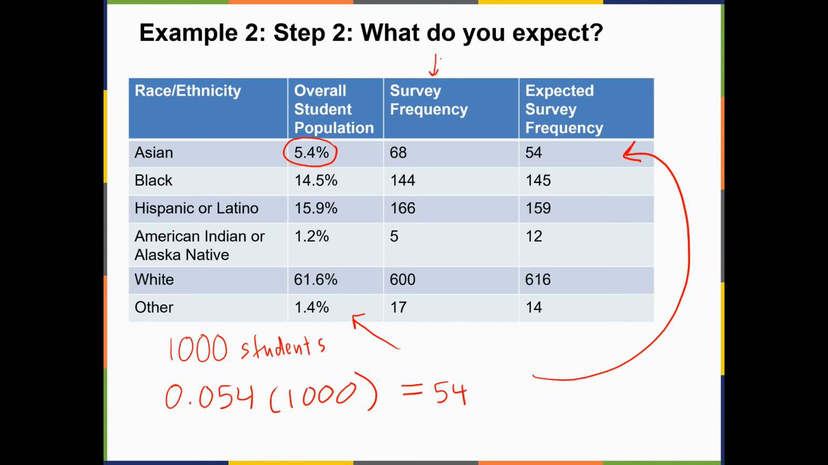So again, this middle column is from our sample data. This is what we actually observed. This column is what we expect.